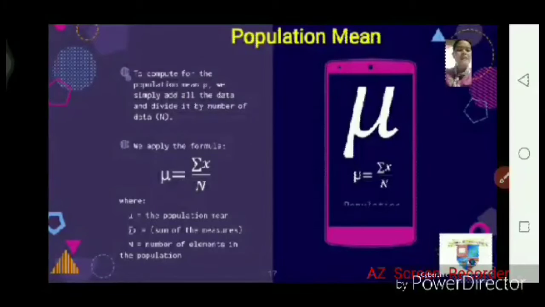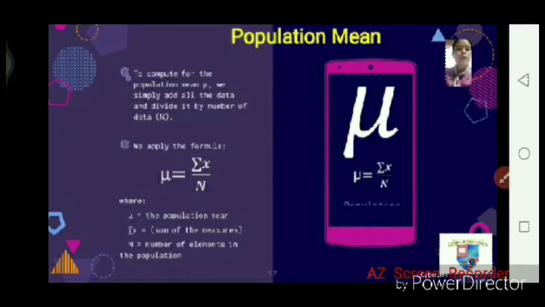So that's the population. And now for the sample, how many students in each grade? For example, grade 1 is 30, grade 2 is 40, grade 3 is 25, grade 4 is 40, then grade 5 is 35, and grade 6 is 30. So that's the sample. And now let's discuss how to compute the mean.